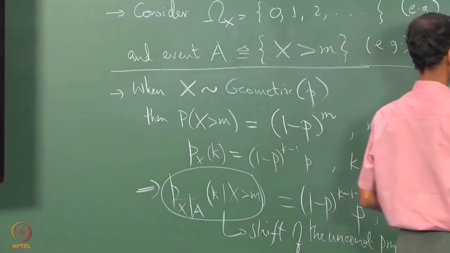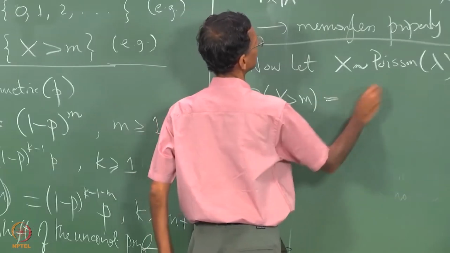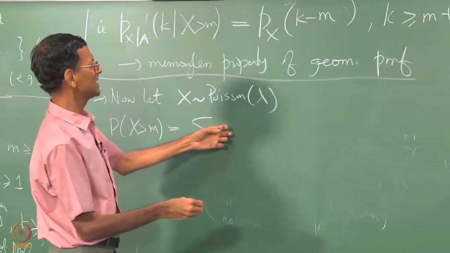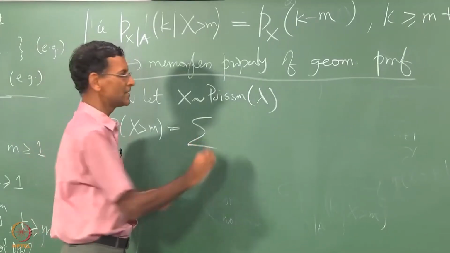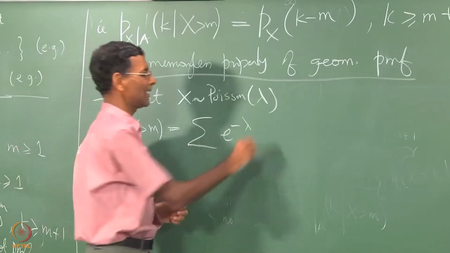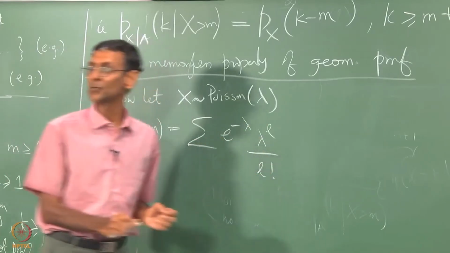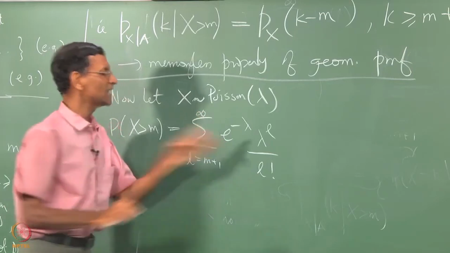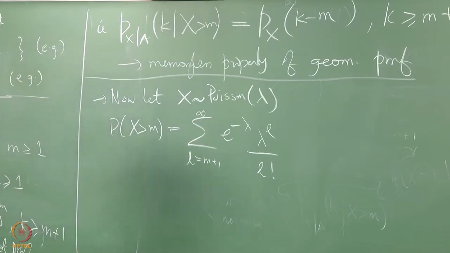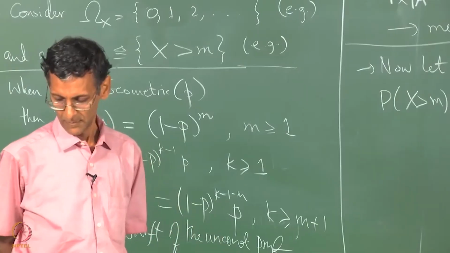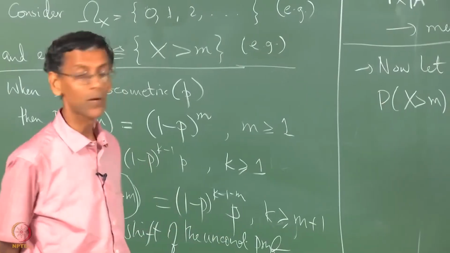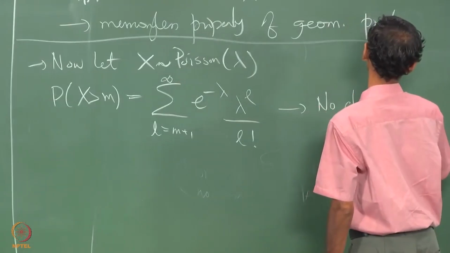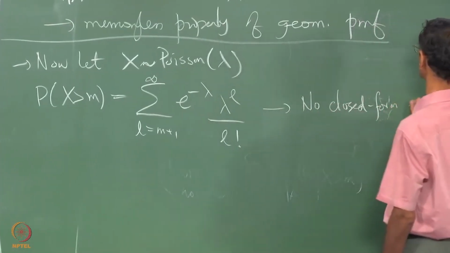What is the closed form expression I am looking at? P(X greater than m) is what? Some summation, once again the same old thing. Now instead of writing p_X of L, I will just put the exact expression. This is what p_X of L is in this case: e to the power of minus lambda, lambda power L divided by L factorial, L going from m plus 1 to infinity. All I know is that this number is more than 0 and smaller than 1, that is all I know. But I do not know what it is. So, this has no closed form expression. Unlike the geometric case, there is no closed form expression here.